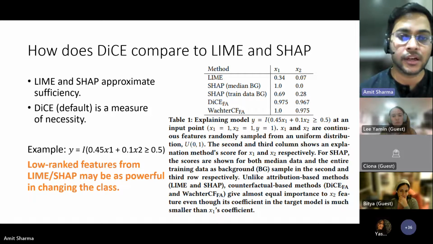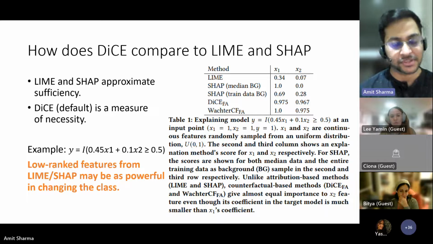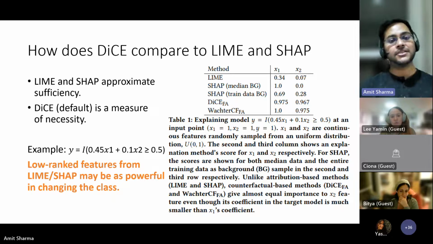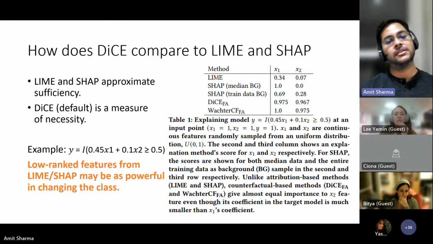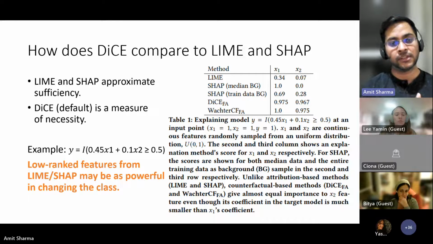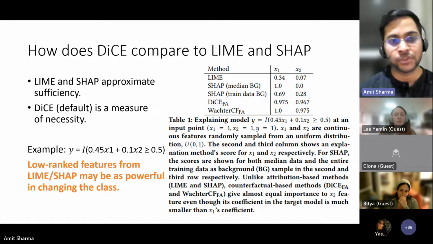But if you look at DICE, which is a counterfactual method, and also Bokobza CF, which is also a counterfactual method, they tend to give equal importance to both these features. The reason is, if you look at this model, x1 by itself is not enough, right? Unless you have x2, you will never be able to cross 0.5 and you will never get your class as 1. If you think counterfactually, these methods would say that both are as important, because as far as changing the value of y is concerned, both are required, and it doesn't really matter what the coefficients are.